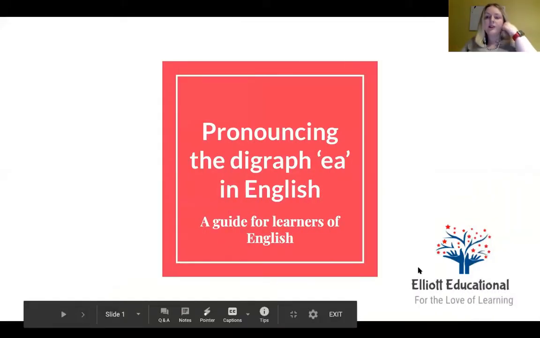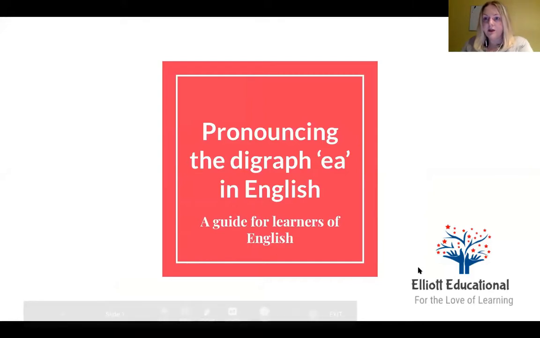So we can see on the screen here that we're looking at the pronunciation of the letters E and A. And these are quite tricky letters in English because there are a number of different ways to pronounce them. And as is common with English, there are also a number of exceptions as to how we pronounce them. So let's take a look at a few of the common pronunciations and where they tend to occur in English.